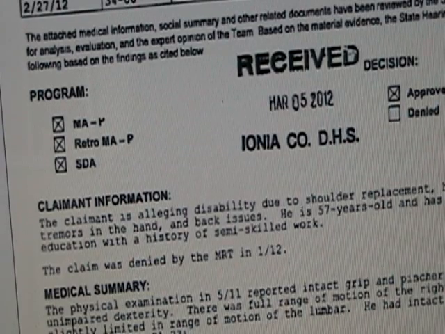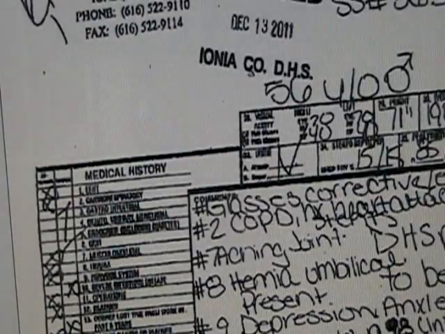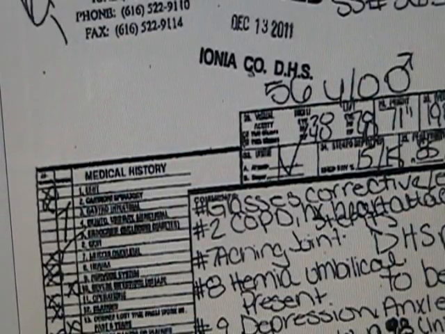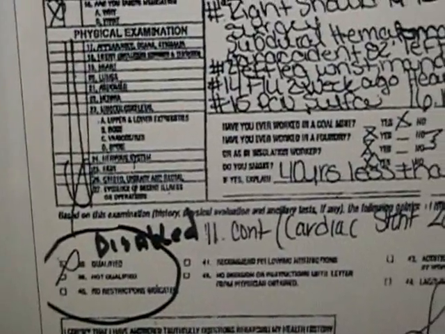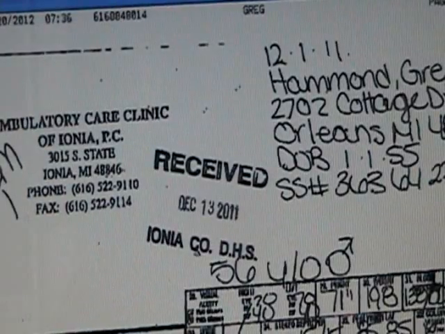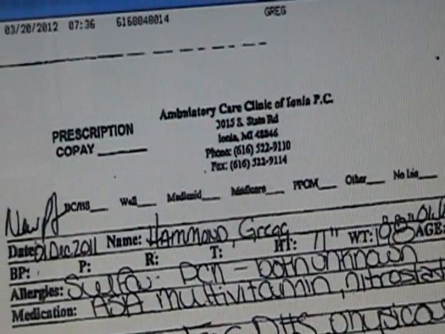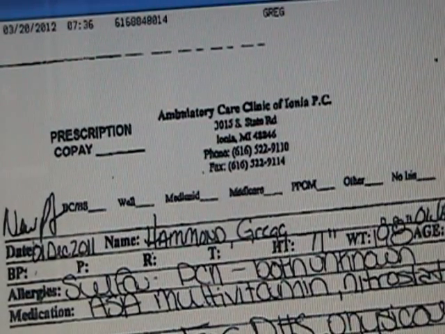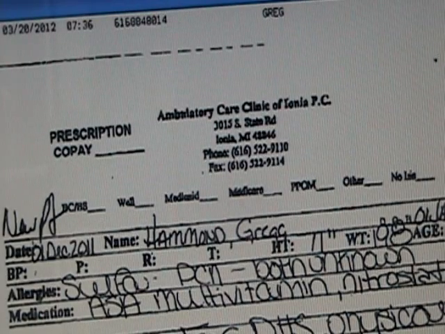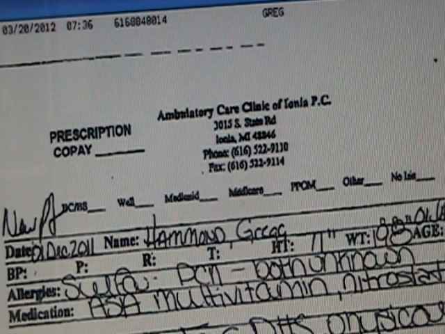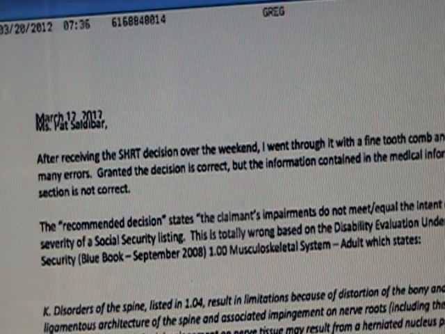Oh, stenosis. That's in here too. This is that disabled form again, only a different version that says I'm disabled from ambulatory care clinic. This is part of that same one. I don't know how many pages are here.